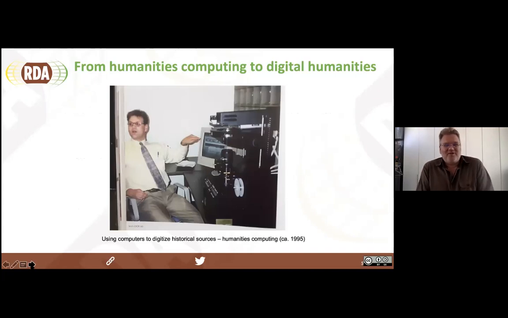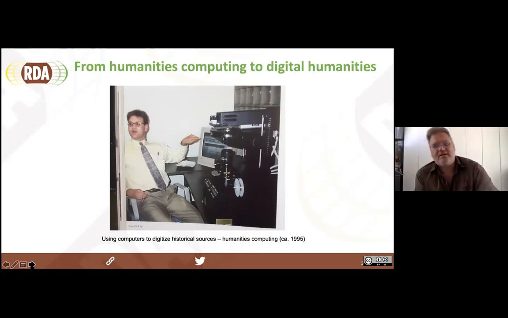But this, I was hesitant to put this picture on the slides. From humanities computing to digital humanities. Initially, historians used computers to digitize material, like here, a device to digitize microfilm. And that is definitely not digital humanities. It's a machine that converts historical material, but the methods were still basically analog, besides the fact, of course, that the digital format gives other opportunities for analysis.